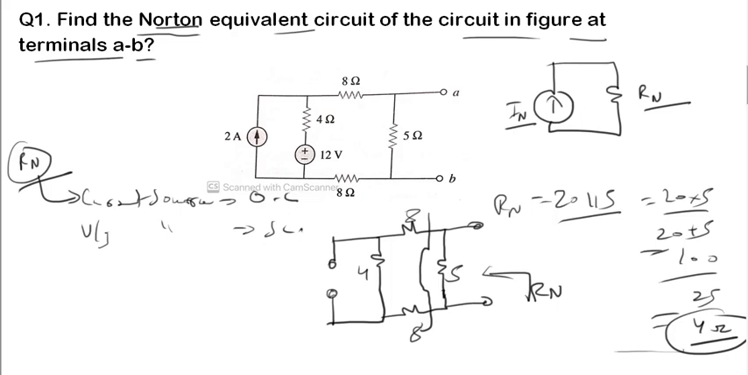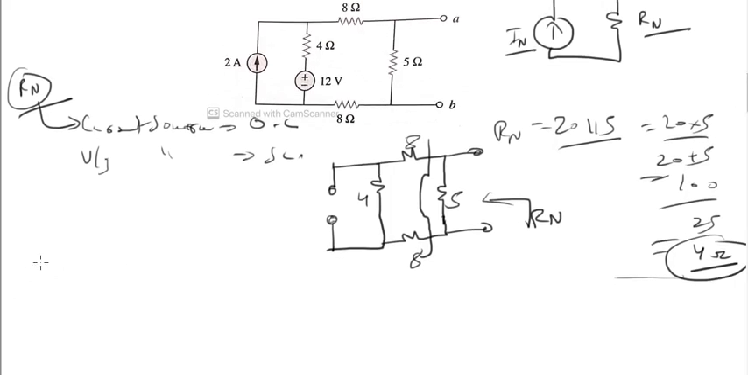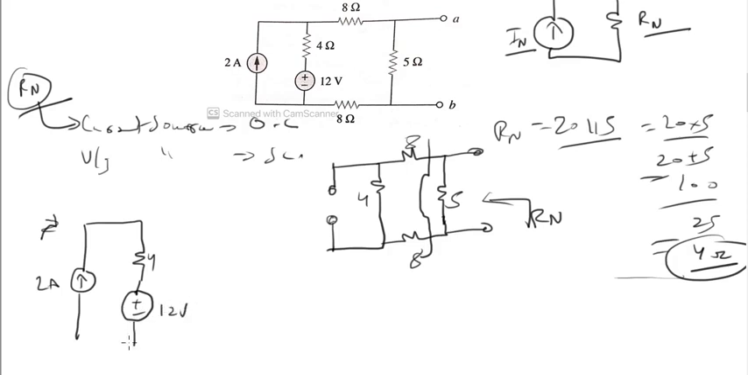Now we have to calculate IN. For IN, we first have to redraw the circuit. Current source 2 ampere, then 4 ohm resistance, voltage source plus minus 12 volt, 8 ohm, 5 ohm.